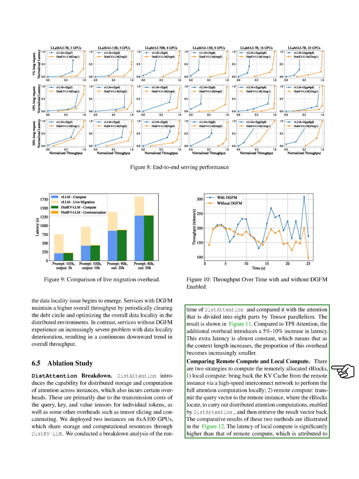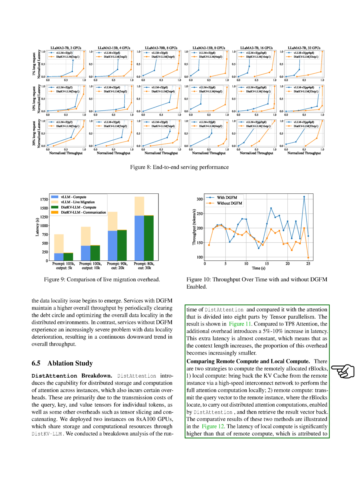1. Local compute. Bring back the KVCache from the remote instance via high-speed interconnect network to perform the full attention computation locally. 2. Remote compute. Transmit the query vector to the remote instance, where the R blocks locate, to carry out distributed attention computations, enabled by DistAttention, and then retrieve the result vector back. The latency of local compute is significantly higher than that of remote compute, which is attributed to the fact that local compute requires transferring a large volume of remote KVCache back to the local instance through the network, constrained by network bandwidth, substantially increasing the overall latency.